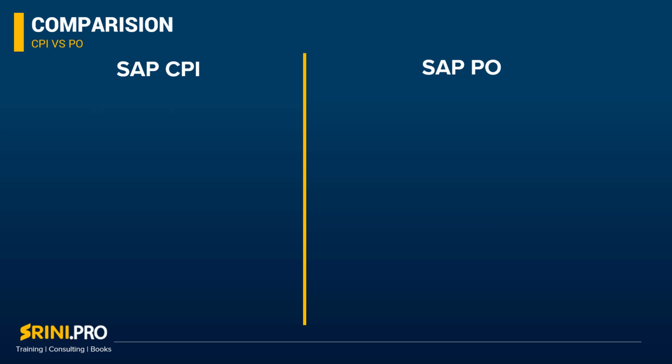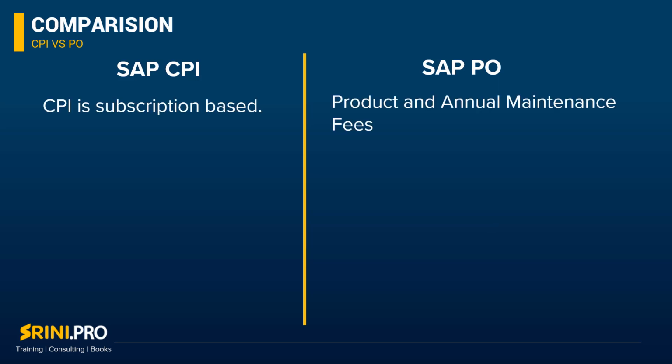CPI versus PO. The first thing that you have to understand is that CPI is a subscription based model wherein you don't pay for the software, right? You pay for the things that you use in the CPI. If you write one interface and that interface is pulling up some amount of data, then you pay for those connections that you make via the CPI.